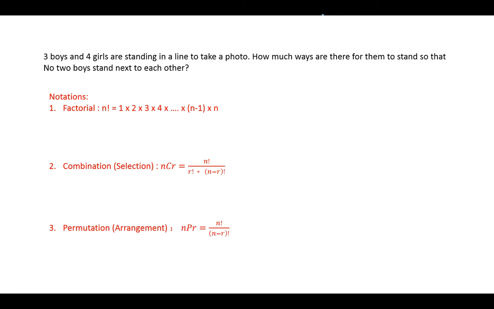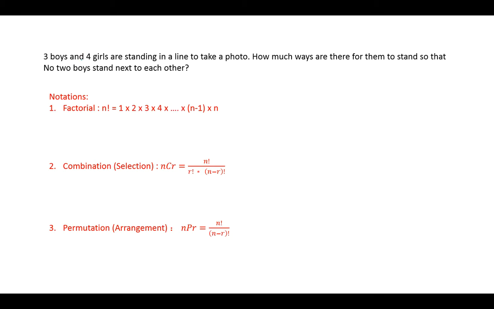So, one of the most popular questions in arrangement and selection is basically you're given two sets of items and then you're given a certain set of conditions in which you have to select or arrange items. Okay, to understand better, let's look at this question.